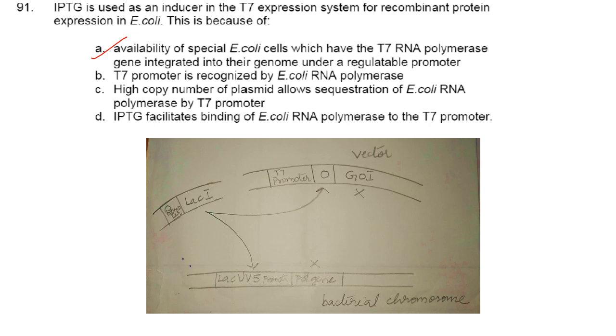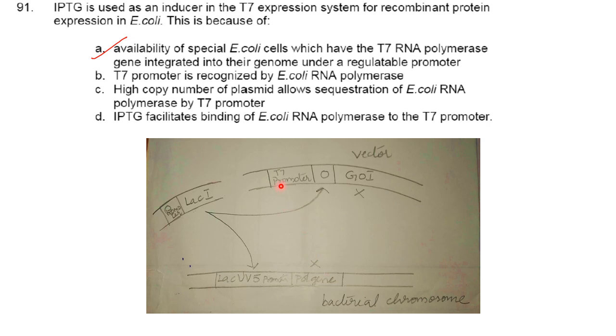Coming to the next question. IPTG is used as an inducer in the T7 expression system for recombinant protein expression in E. coli. This is because, so the T7 promoter, so this is the E. coli cell, it has the pET plasmid that has the T7 promoter, and then you have the bacterial chromosome which has the lac UV5 promoter for the synthesis of the polymerase gene. No, sorry, for the synthesis of the RNA polymerase protein.